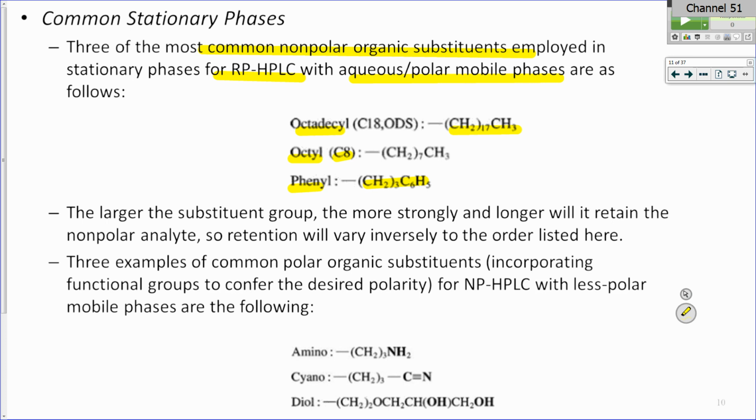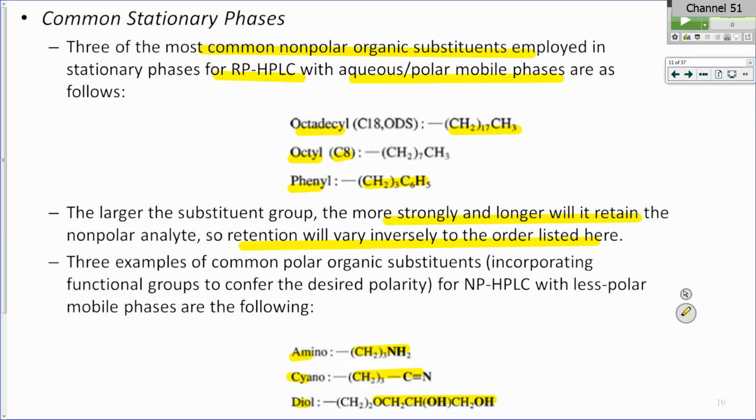The more strongly the analyte interacts with the stationary phase, the more it's going to adhere. So retention relates directly to the amount of that interaction. If we want something that's less nonpolar and has more polarity to it, so we can capitalize on those characteristics in a molecule, we can use things like an amino group, a cyano group, or a diol group. Same way we do in GC.